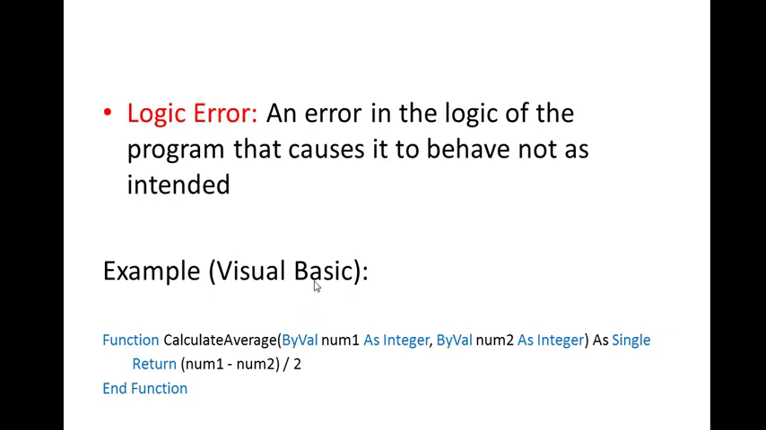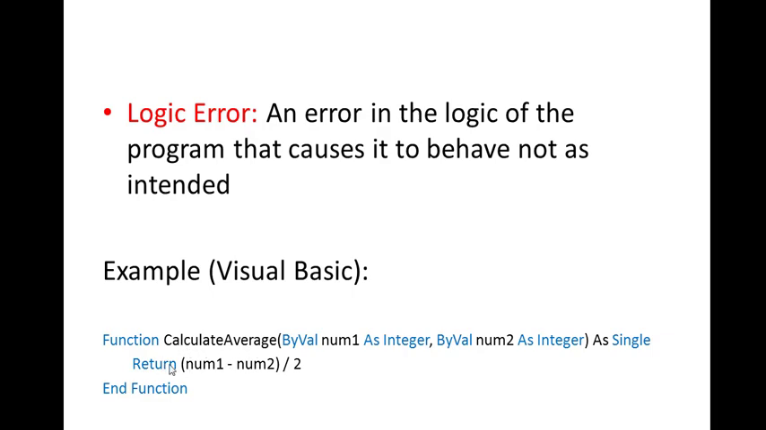Okay, logic error is an error in the logic of the program that causes it to behave not as desired, not as intended. For example, I have written this function here, calculate average, which is taking two parameters, num1 and num2, and it's returning a value which has a data type single, right? And remember, single is basically Visual Basic's data type for representing real numbers. Okay, so from the name it's evident this function is going to calculate the average.